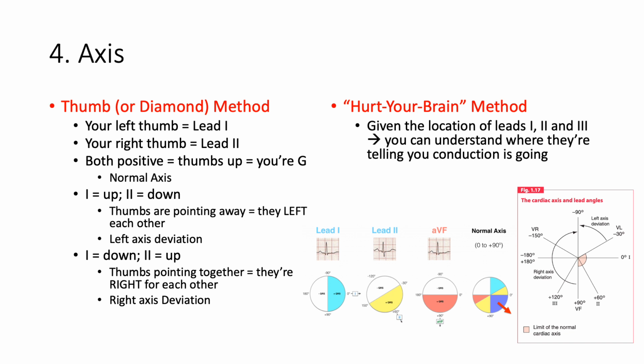If your lead 1 is pointing down towards the ground, and it's higher, and lead 2 is pointing up and it's lower than your left hand, then they're pointing towards each other and they're right for each other. So it's a right axis deviation.